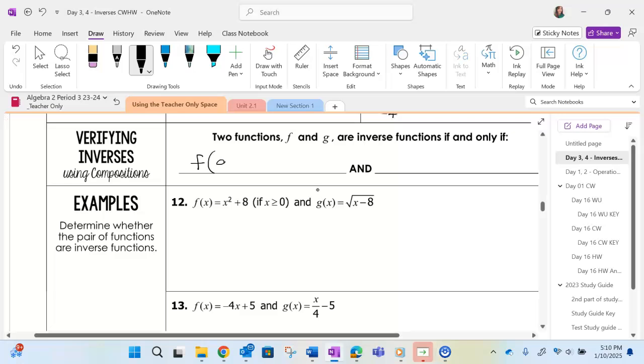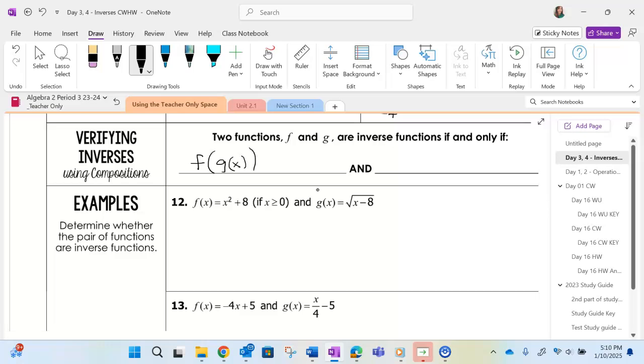I'm going to write it out. If I put g of x inside f, and also the opposite, I put f of x inside g, and when I solve and do this, my answer is x for both. That is the only way you can tell me they are inverse functions. Okay? So watch how I do number 12.